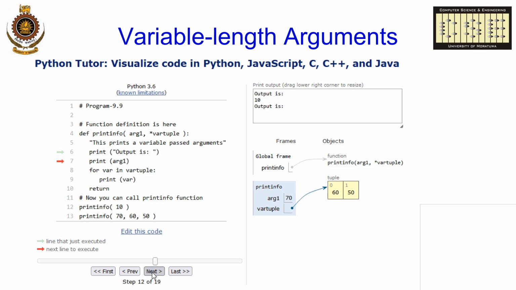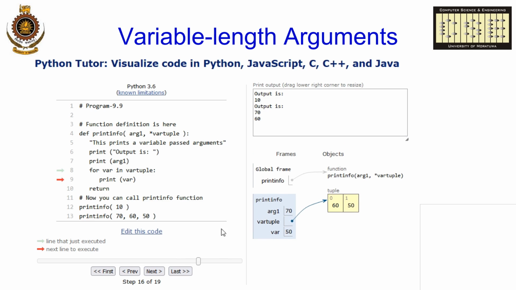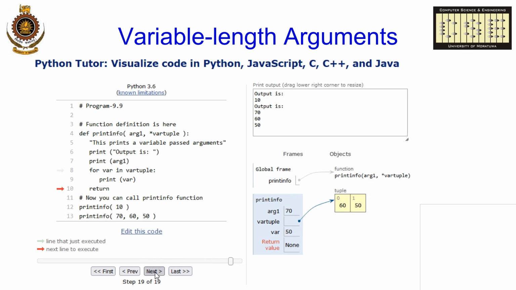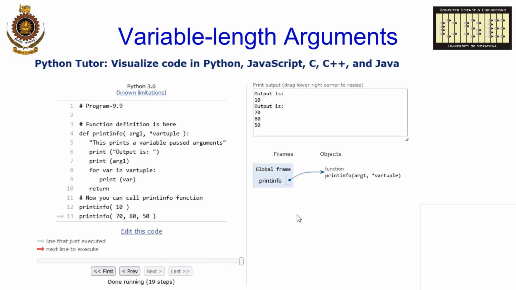It prints "output is", and then prints argument 1, which is 70, and then we iterate through the tuple. The first value is 60, which is printed, and then we go back. The second value is 50, it is printed, and then we exit from the loop and return to the main program, and that concludes the execution of this program. So this is how variable length arguments work in Python.